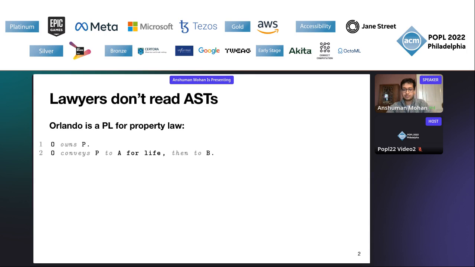Here's Orlando. It's a programming language for property law. It starts with this English-like surface syntax that this person O owns property P and conveys property P to a person A for life, and then on to B. Orlando will take this and compile it into essentially an AST, which it calls an interest tree. It looks like this, and there's a whole talk a few hours ago which explained how such a tree is useful and can be sort of pruned and modified, and sort of PL and CS can be done to this. The point Littleton wants to make is that this is just a little hard to reason about for a non-expert.